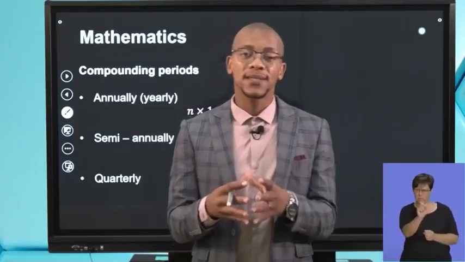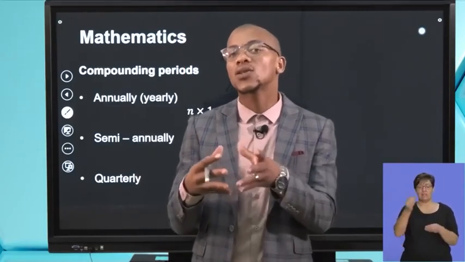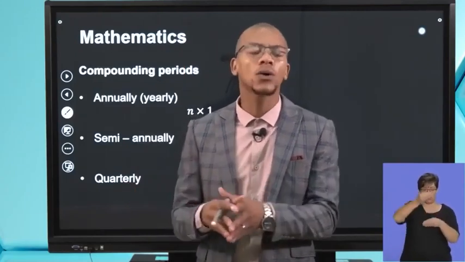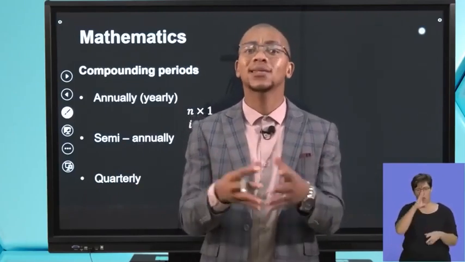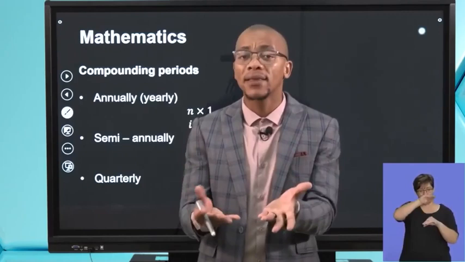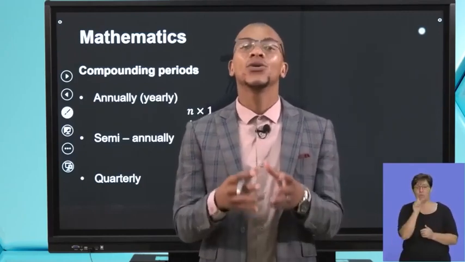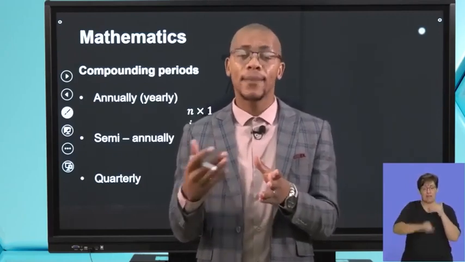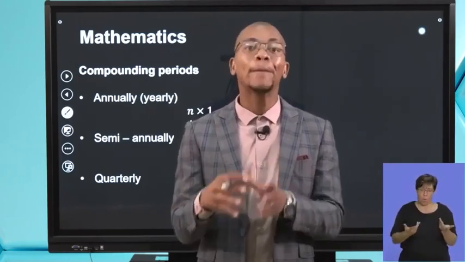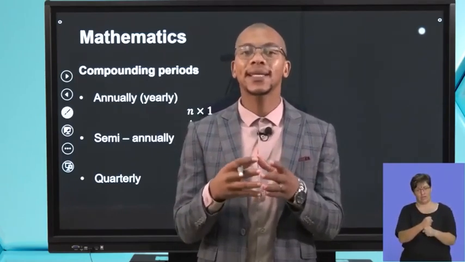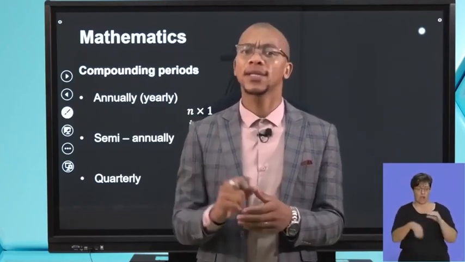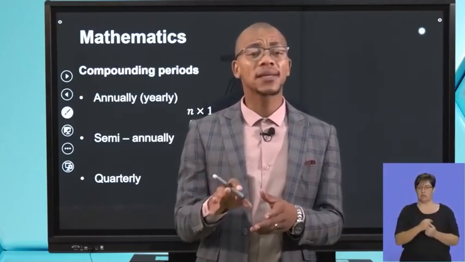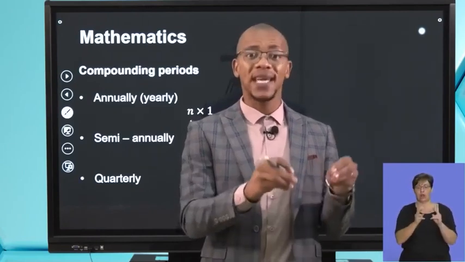So this means when I say to you your interest is compounded annually or compounded yearly, which means the same thing, or I say it's compounded monthly, this means that you are getting interest every month or every year. But if I quoted you 12% per annum and I say compounded monthly, this does not mean that you're getting 12% every month.